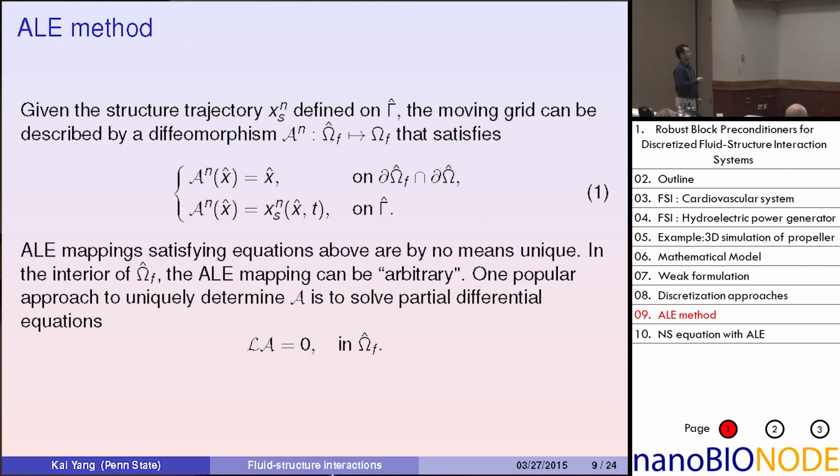Some more about the ALE method, since it is what we consider in our study. For the ALE method, we are looking for a diffeomorphism from the reference configuration to the current configuration. This omega F is time dependent. So it has to satisfy these boundary conditions, but in the interior it is arbitrary as long as it is a diffeomorphism. In order to uniquely determine this mapping, usually we let it solve some partial differential equation in the interior, for example, the Poisson equation.